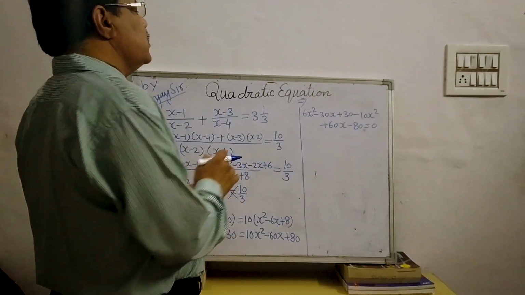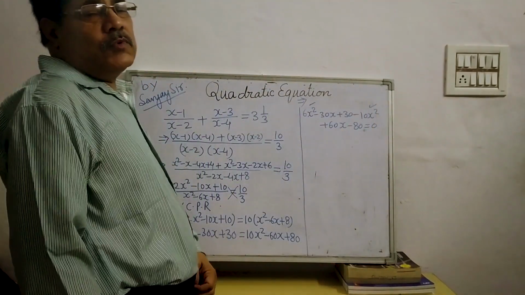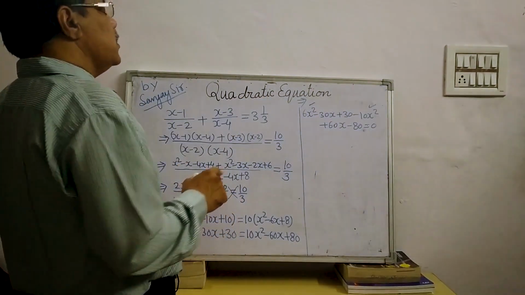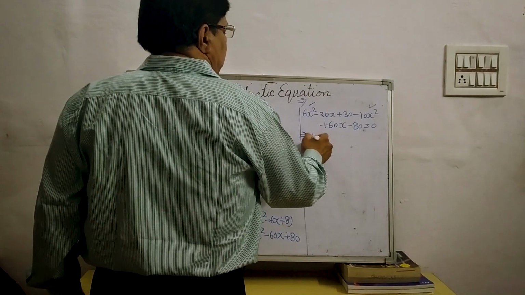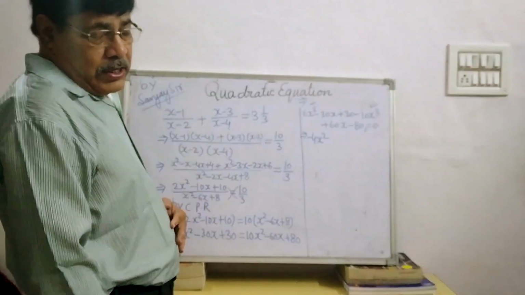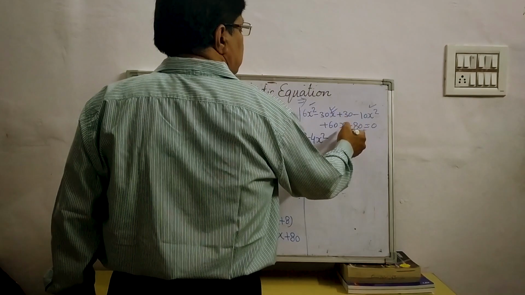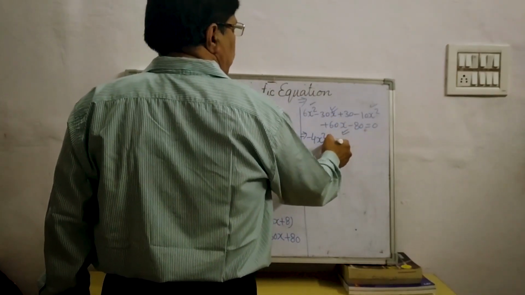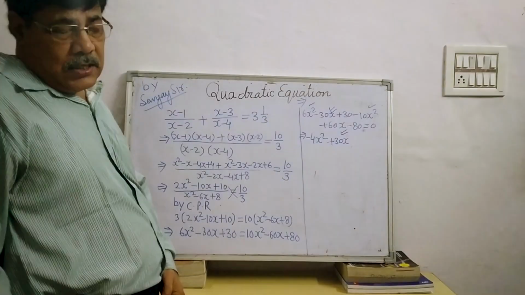Now you just collect. This is x square, this is x square. They are like terms, so addition or subtraction will take place here. So minus 10x square plus 6x square. This is bigger, so what will come? This will come minus 4x square. Clear? Okay. Now next, collect the like terms in x. This is x, this is x. So this is plus 60x, this is minus 30x. What will be left? 30x. Clear? So this is 30x.